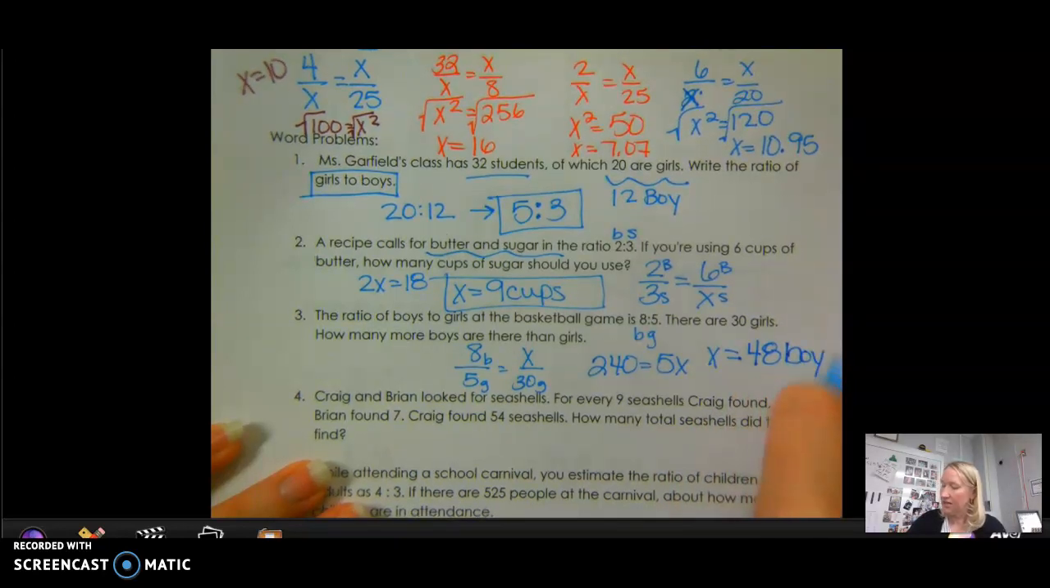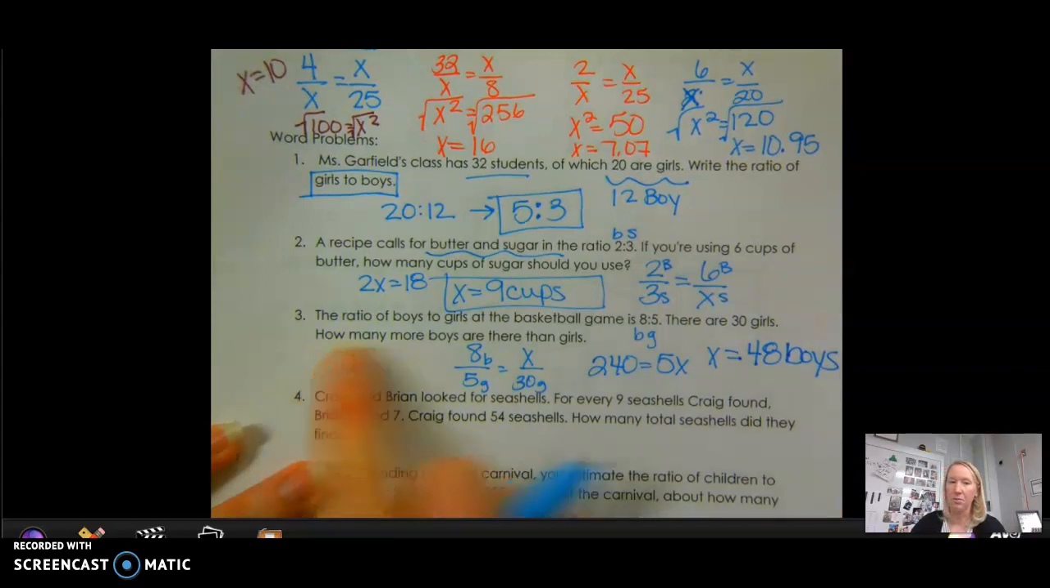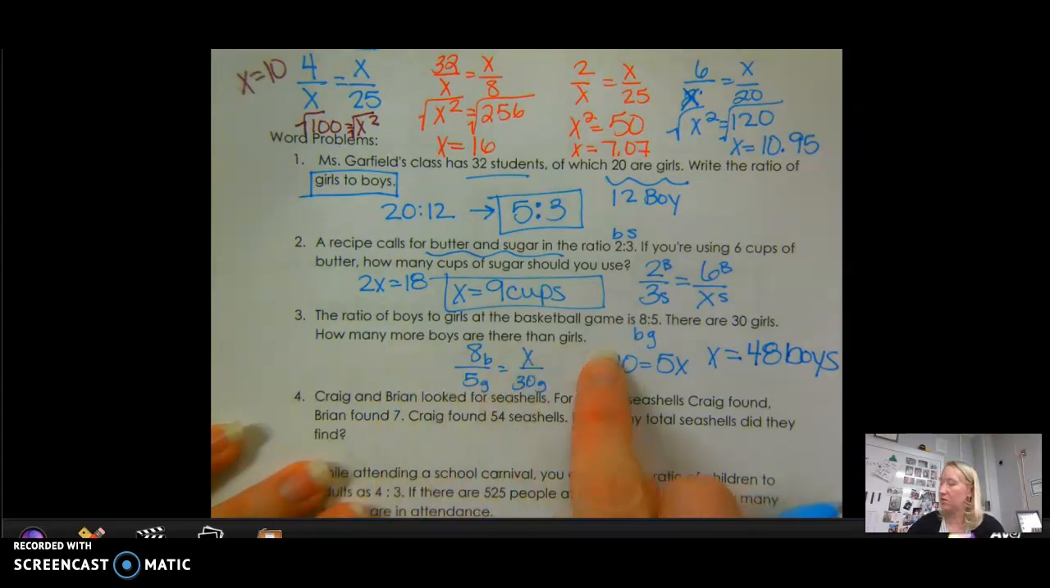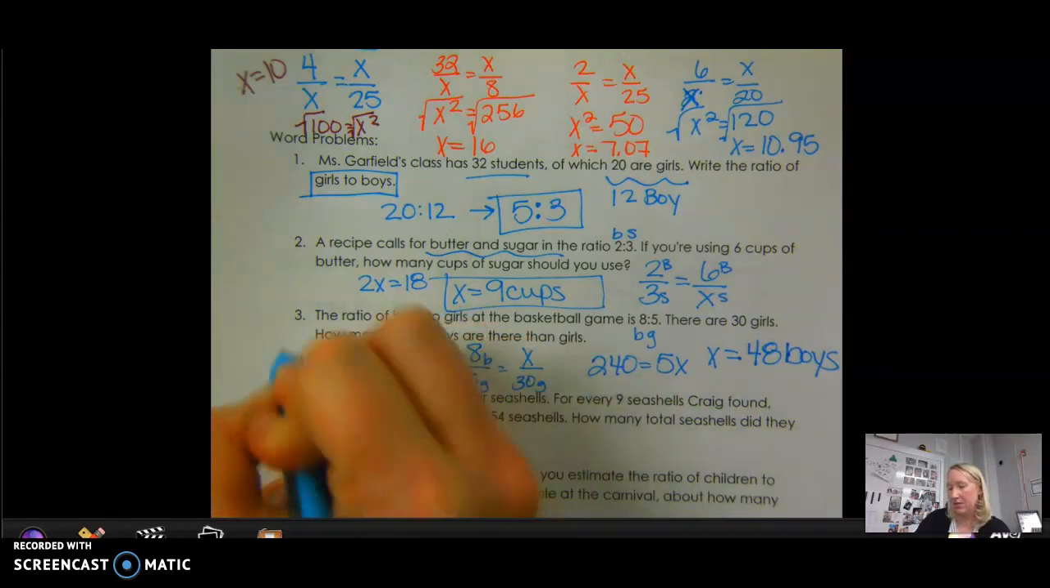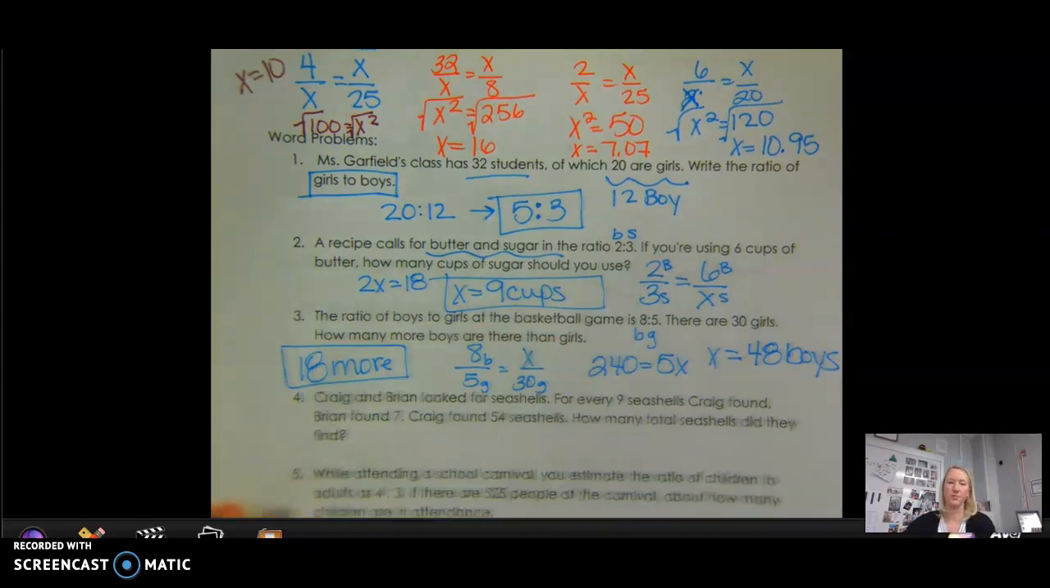Now, go back and read the question. How many more boys are there than girls? Well, there's 30 girls, 48 boys, so there's 18 more. So make sure to read your question and do the whole question.